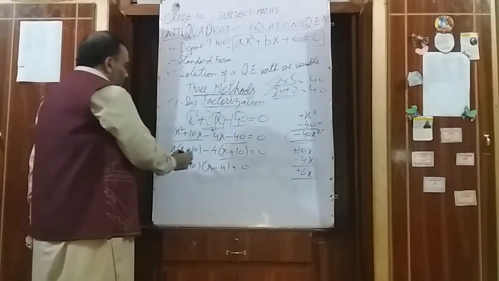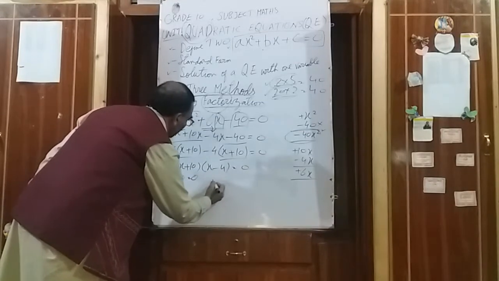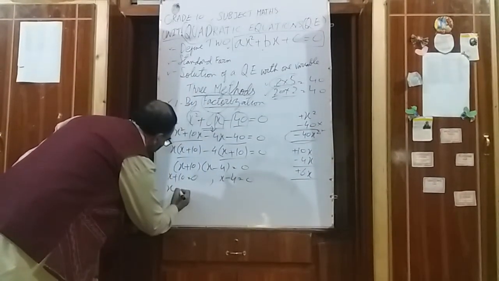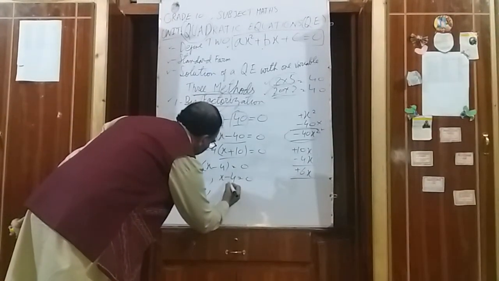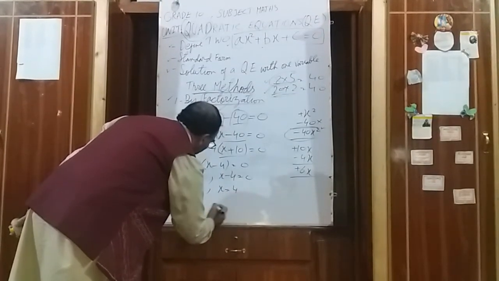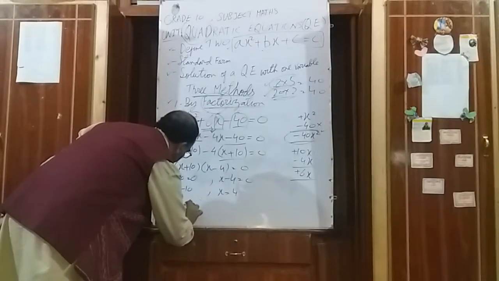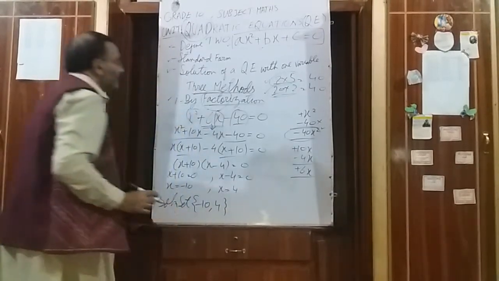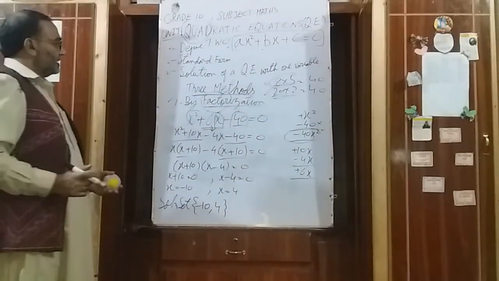So there are two solutions, either x plus 10 is equal to 0 or x minus 4 is equal to 0. If x plus 10 is equal to 0, then x is equal to minus 10, and if x minus 4 is equal to 0, then x is equal to 4. So solution set will be minus 10 and 4. So this is the solution set of this equation.